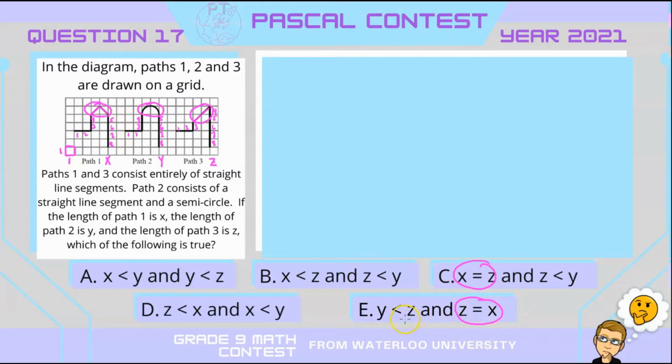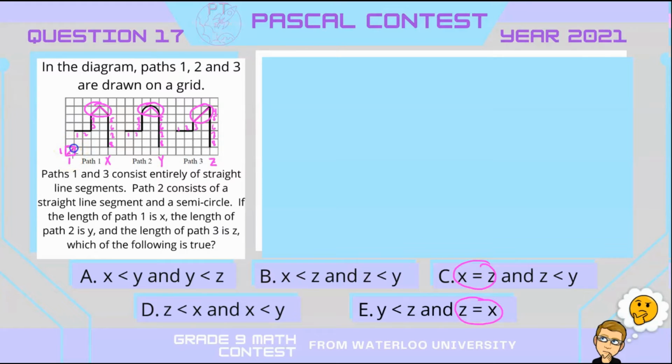Now we need to figure out how y and z compare. Well, since we know x and z are the same, if we were to draw or superimpose this x on top of this y, you can visually see that the path length for x is less than y. But if you wanted to show that mathematically, we can go back to our unit square here.